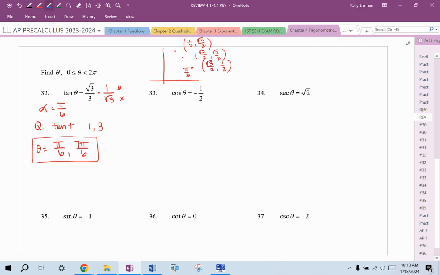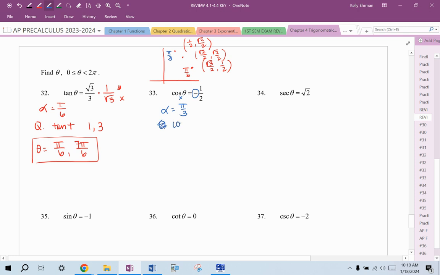For the next one, the reference angle, what makes cosine theta equal to 1/2? So which one of these three ordered pairs has an x coordinate of 1/2, not negative? That's pi over 3. It's up here. And then address the negative.